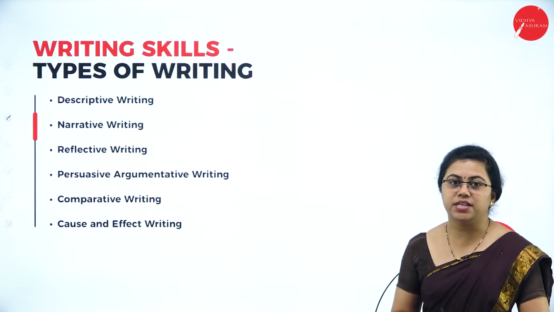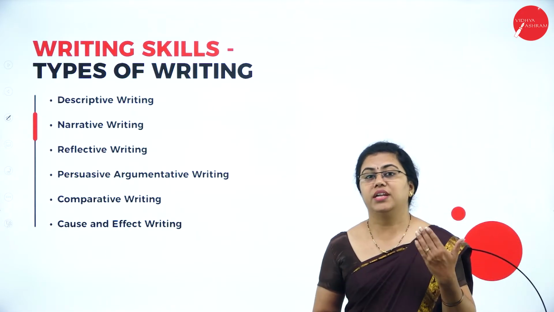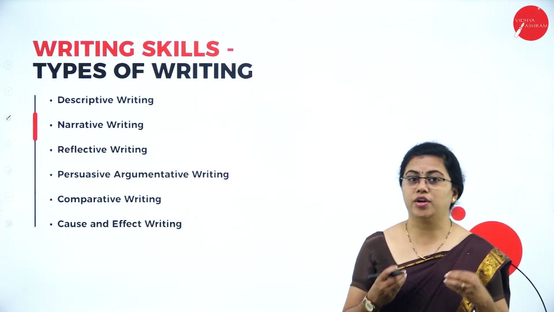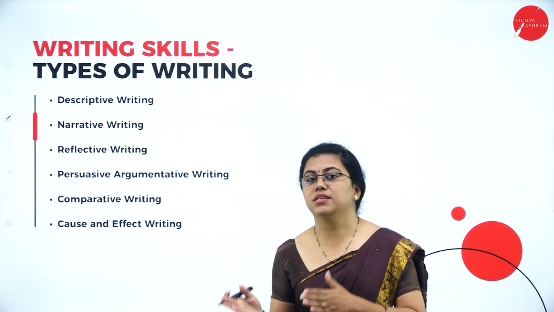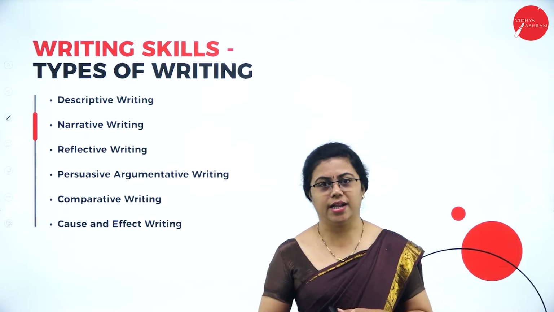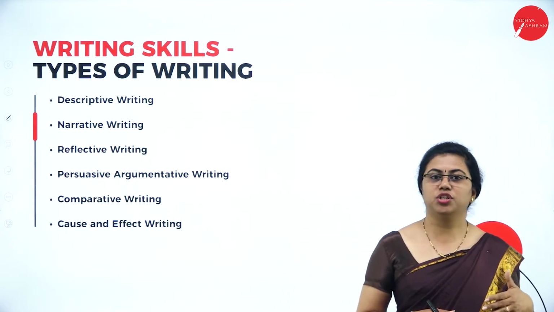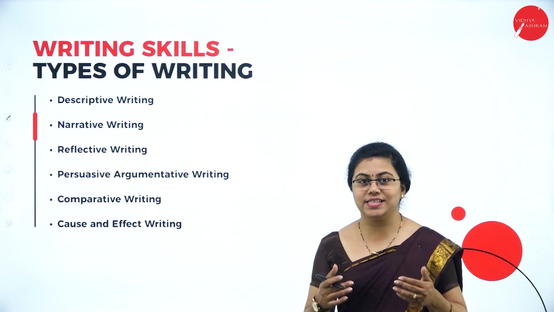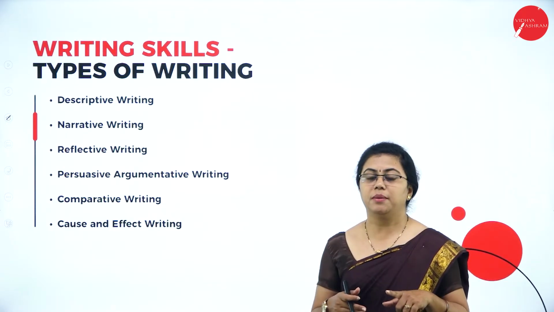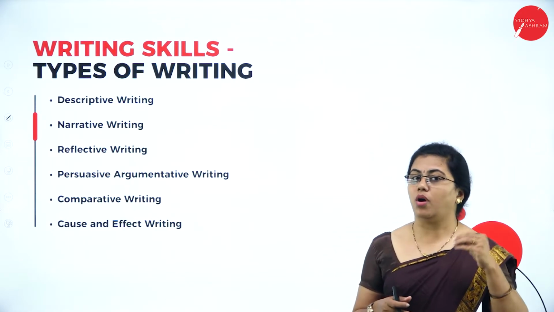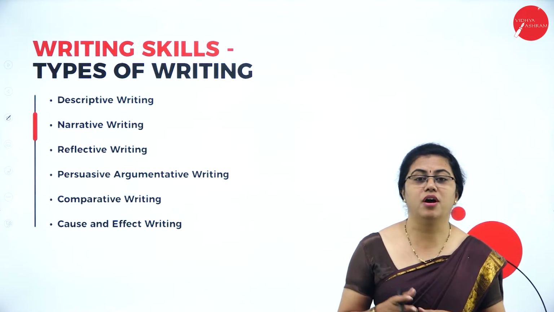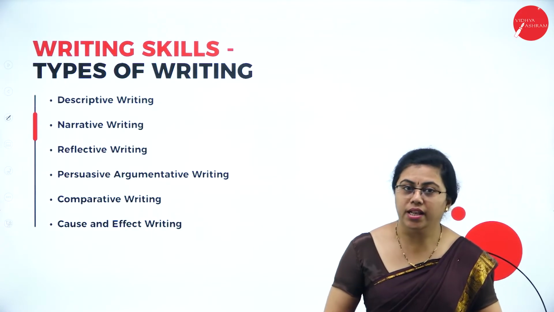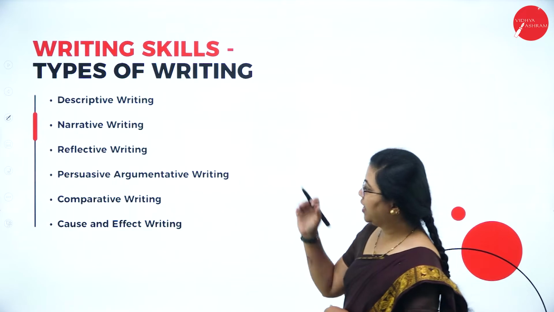Then we have narrative writing. Maybe you are writing a story or you are narrating an incident of your life. That is nothing but narrative writing. You are talking about yourself, or maybe somebody else is talking and you are writing it. It can be a first person narration or maybe a third person narration. Then reflective writing. You have an incident and you are reflecting upon it, meaning you are thinking how it is relevant in your life, or you are reflecting upon what has happened and what you can learn from that incident. So that is reflective writing.